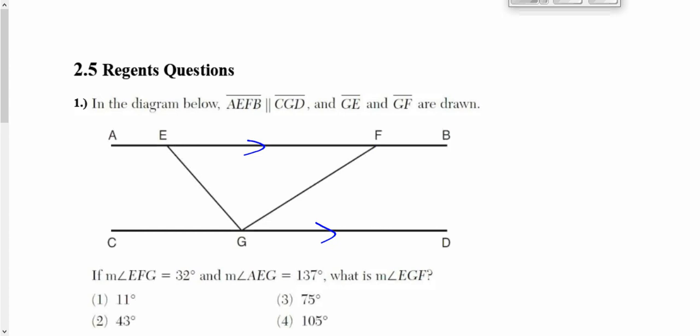So let's put in that we got EFG. EFG is 32 degrees. And AEG is 137, so that's 137 degrees. They want the measure of angle EGF. I'm going to put an X right there, okay? Mark it with an X to keep it simple.